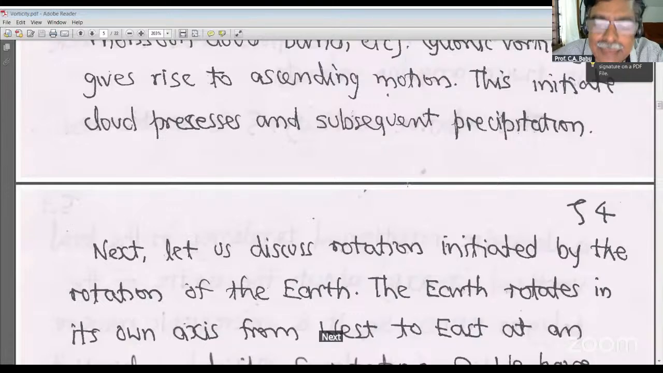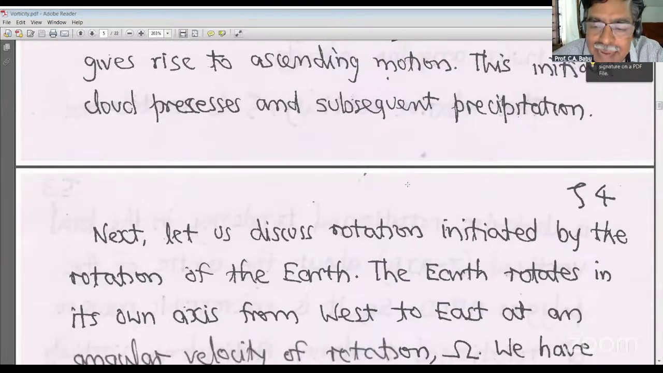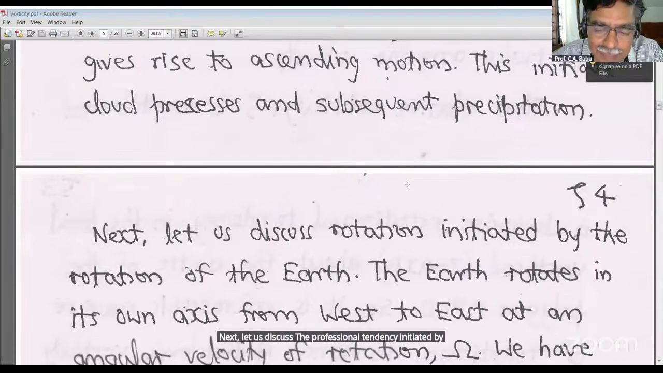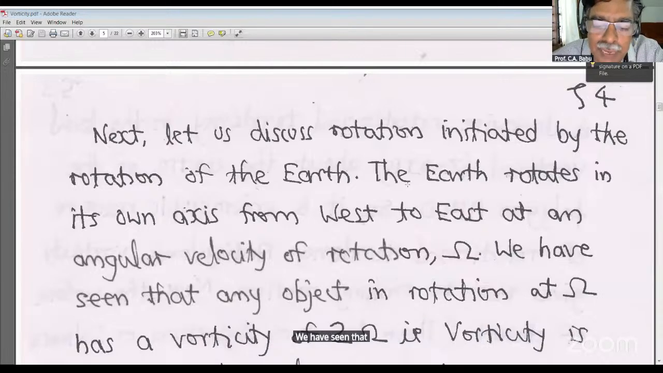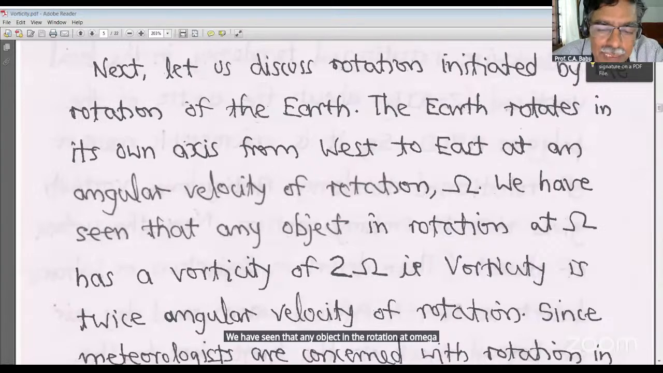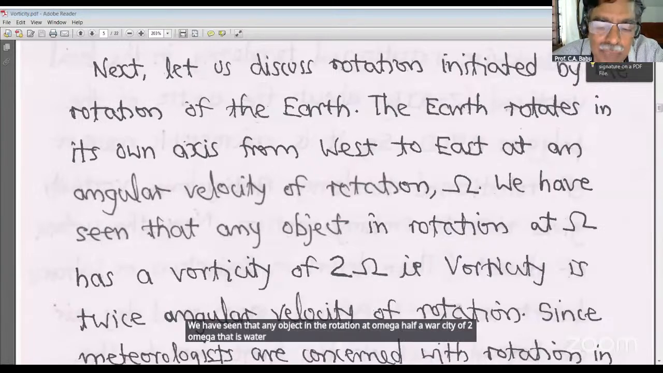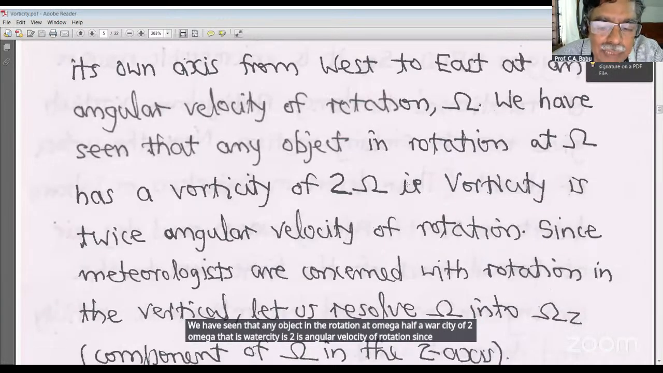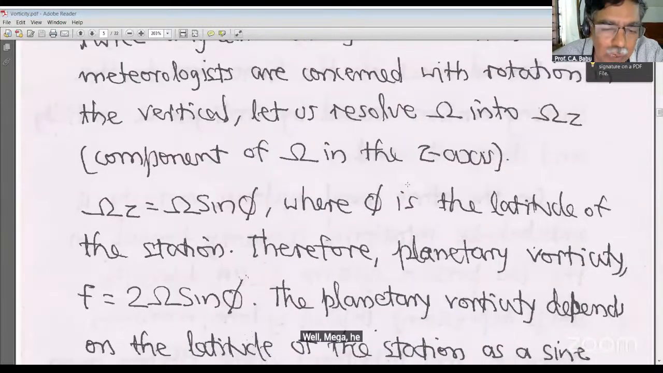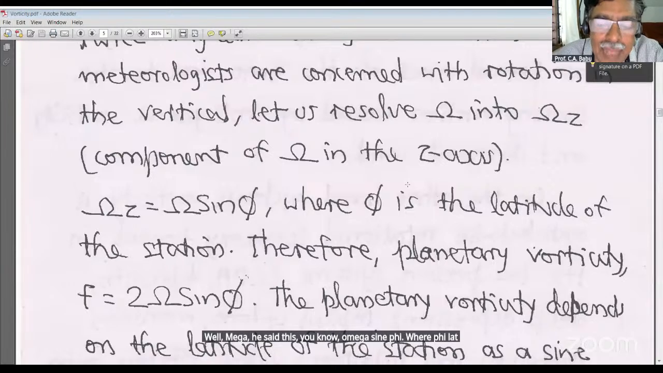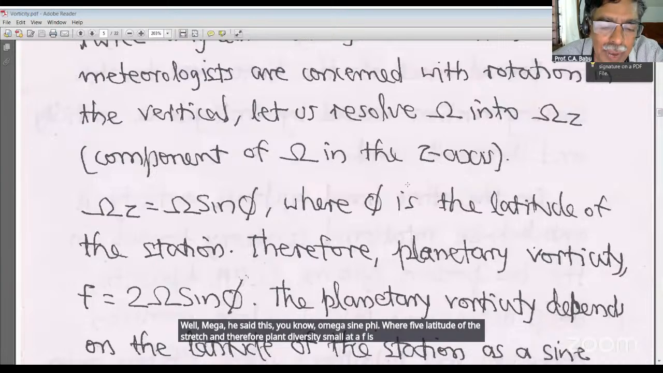Next, let us discuss the rotational tendency initiated by the rotation of the Earth. The Earth rotates on its own axis from west to east at an angular velocity of rotation omega, that is 7.292 × 10⁻⁵ s⁻¹. We have seen that any object in rotation at omega has a vorticity of 2 omega. That is, vorticity is twice the angular velocity of rotation. Since meteorologists are concerned with rotation in the vertical axis, let us resolve omega into omega z, that is the component of omega in the z axis. Omega z is equal to omega sine phi, where phi is the latitude of the station. Therefore, planetary vorticity f is equal to 2 omega sine phi.